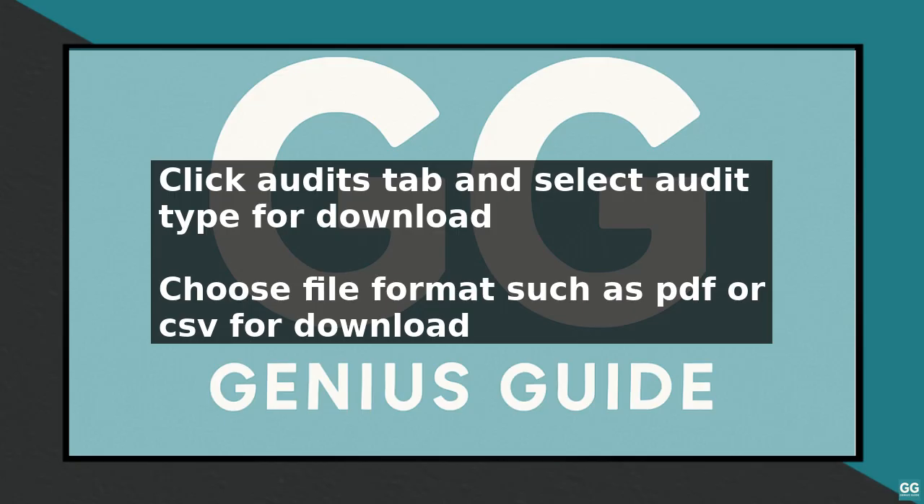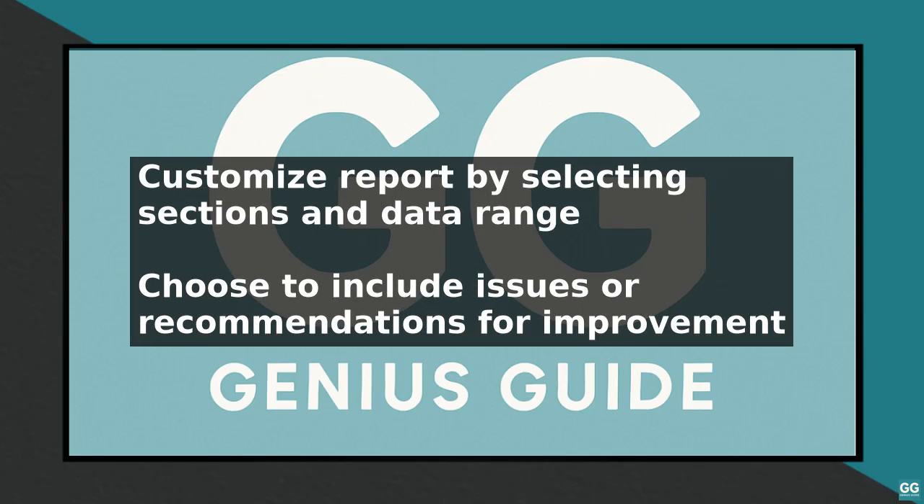PDF or CSV. You can also customize the report by selecting the sections you want to include in the data range. For example, you can choose to include only the issues found during the audit or the recommendations for improvement. Additionally, you can select the date range for which you want to download the data.